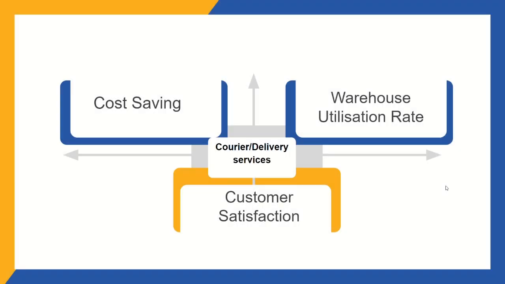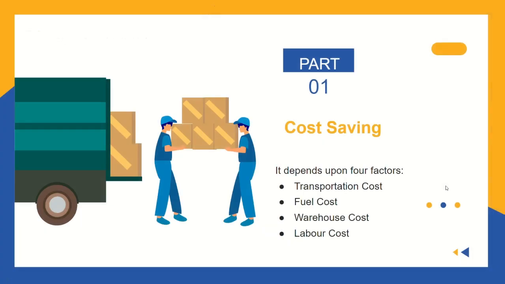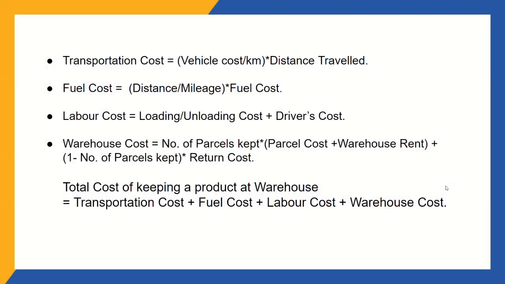We have divided our main objective into three subtopics, which are cost saving, warehouse utilization rate, and customer satisfaction. Firstly, we have cost saving, which depends on transportation cost, fuel cost, warehouse cost, and labor cost. The transportation cost is basically the vehicular cost per unit kilometer into the distance it has traveled while delivering the product. The fuel cost is the fuel used while delivering the product. It is basically the distance upon mileage into fuel cost. The labor cost is the cost that the labor took while loading or unloading the product plus driver's cost.